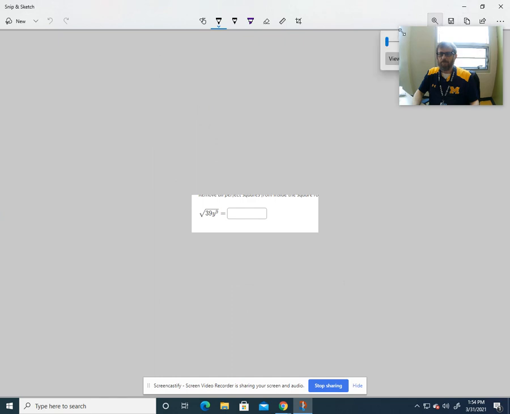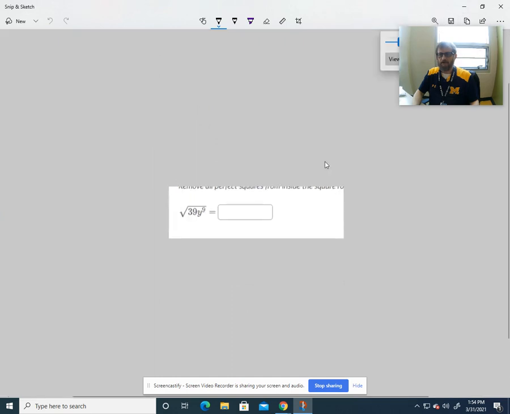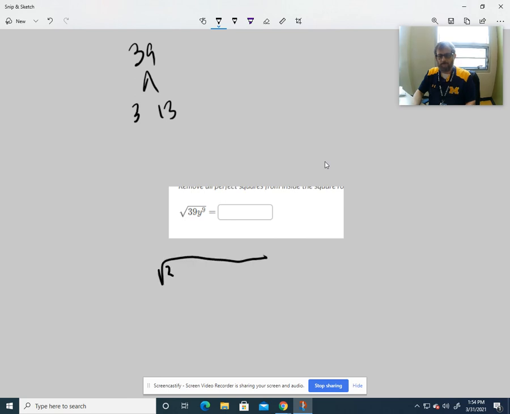This one's a little unique. I haven't seen them do one like this. This is kind of interesting. Okay, 39. 39 is 3 times 13. They're both prime. So when you go to do this one, you have a 3, a 13, and then you have 1, 2, 3, 4, 5, 6, 7, 8, 9 y's.